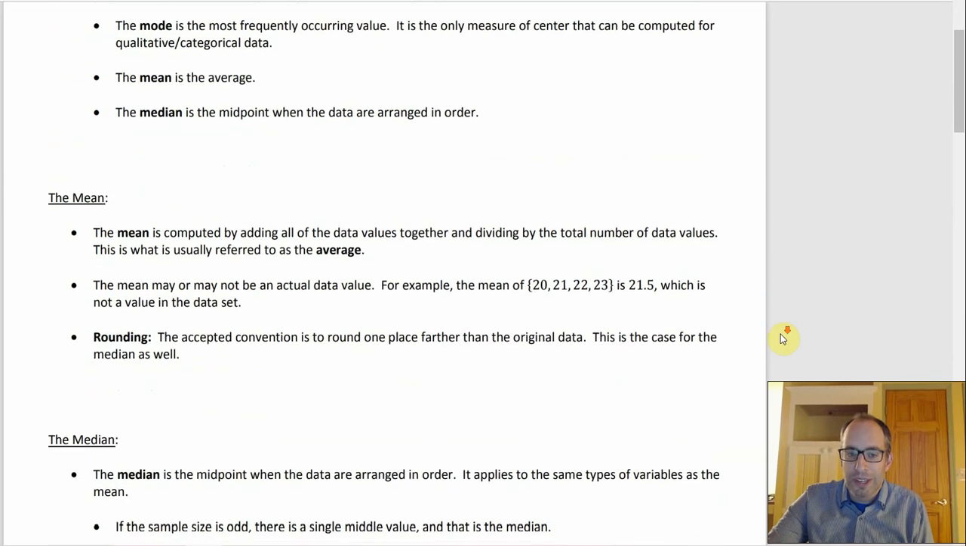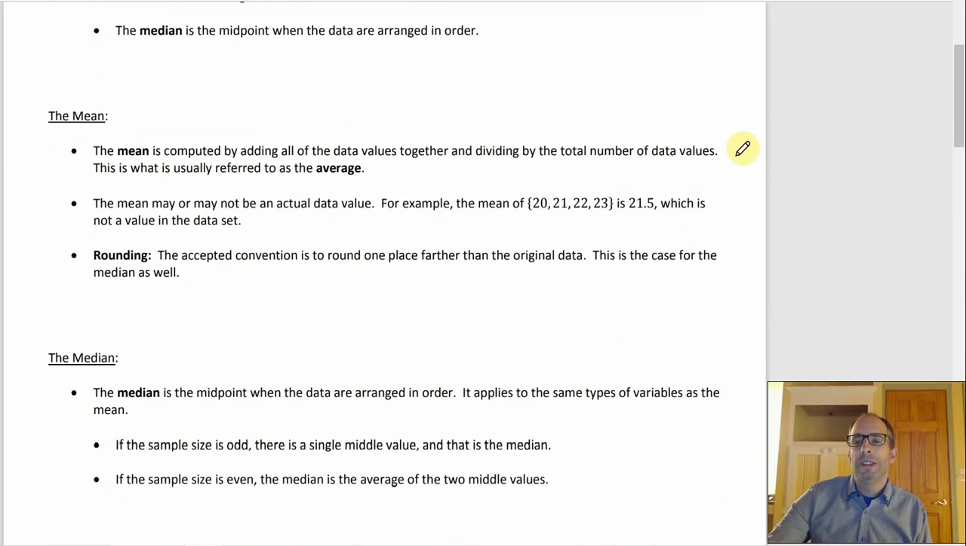But then individually, the mean is the thing that's the average, right? If you want to think of those words interchangeably, they are the same thing. You take your data values, you add them up, you divide by however many there are. It doesn't have to be an actual value in the data set, and if it's not, that's fine. So if this was your data set, 20, 21, 22, 23, if you average those 4 numbers, you're going to get 21 and a half. That's not a value in the data set, but that's totally fine.